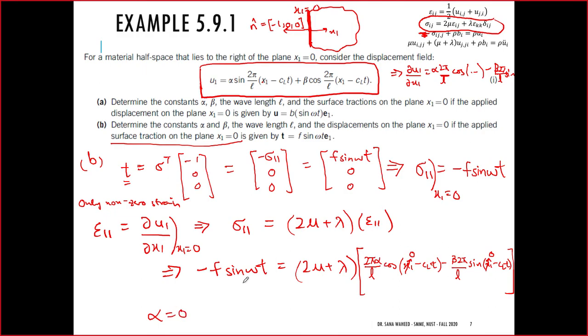Whereas for beta, what do we have? A much more complicated one this time around. Beta turns out to be equal to f times L divided by 2 pi into 2 mu plus lambda. Don't forget there is this coefficient right here too. So this beta has come, comparing. And then finally comparing just the argument within the sine.